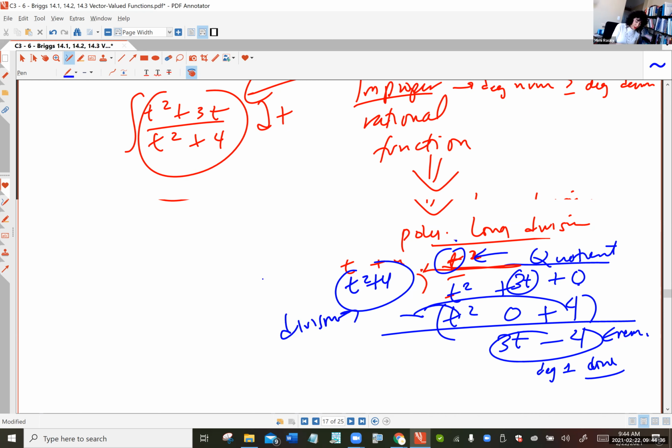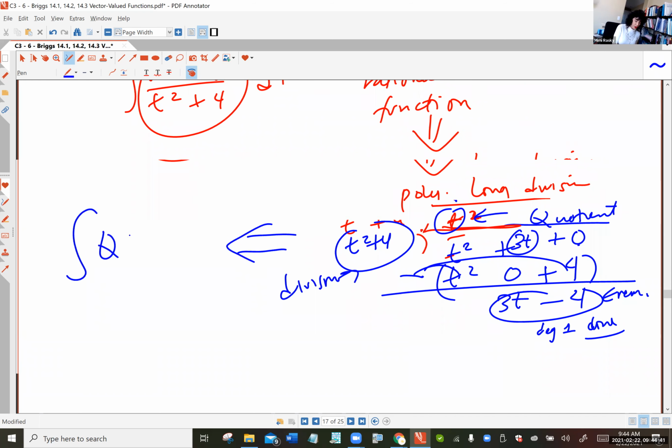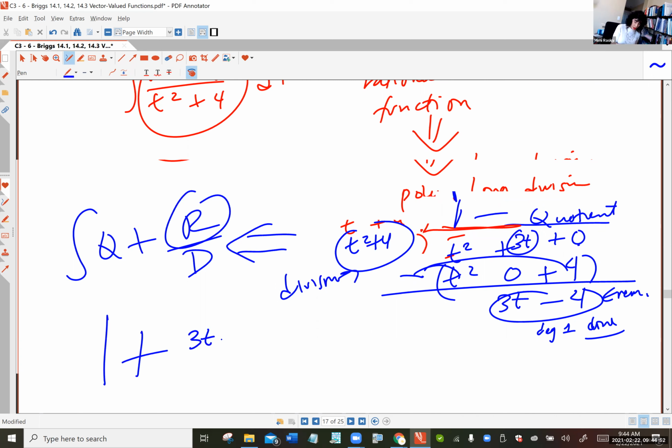And what I want you to do after you get done doing a polynomial long division, when you rewrite it, you want to rewrite it as your quotient, which for us is a 1. That's a 1 up there. 1 plus the remainder divided by the divisor. This is what you're now going to integrate.